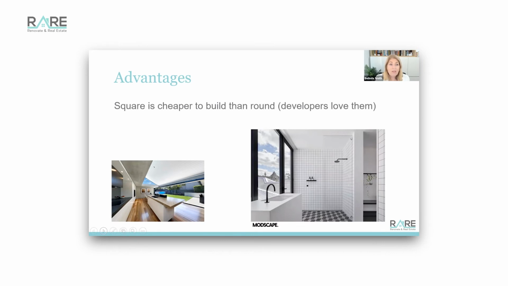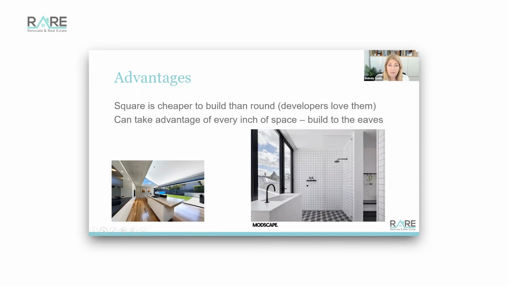So, advantage: square is cheaper to build than round. Developers love these modern style homes. They can fit a lot onto their block. They can get them up fast. They can create interest by using different external features. And it's just cheaper. They're all about the margins. So if they can build for cheap, but sell for as much, that obviously is very attractive to a developer and a builder.